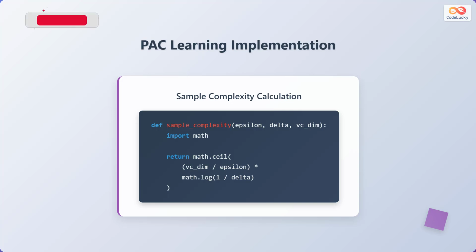Let's take a look at a simple Python implementation for calculating sample complexity. First, we define a function called sample_complexity that takes 3 arguments: epsilon, delta, and VC dimension. Then we import the math module to use mathematical functions like natural logarithm and ceiling. Finally, we return the calculated sample complexity using the formula discussed earlier. This function provides a practical way to estimate the amount of training data needed to achieve desired levels of accuracy and confidence in our learning algorithms.